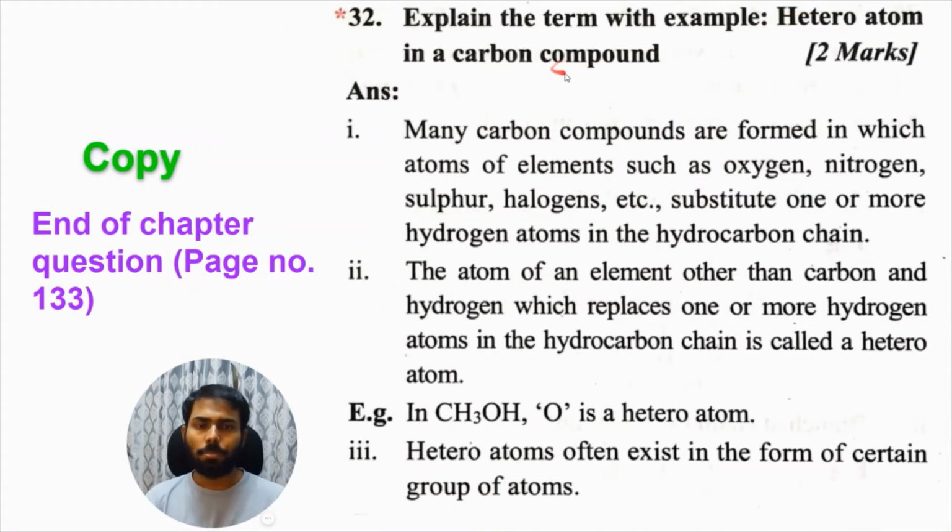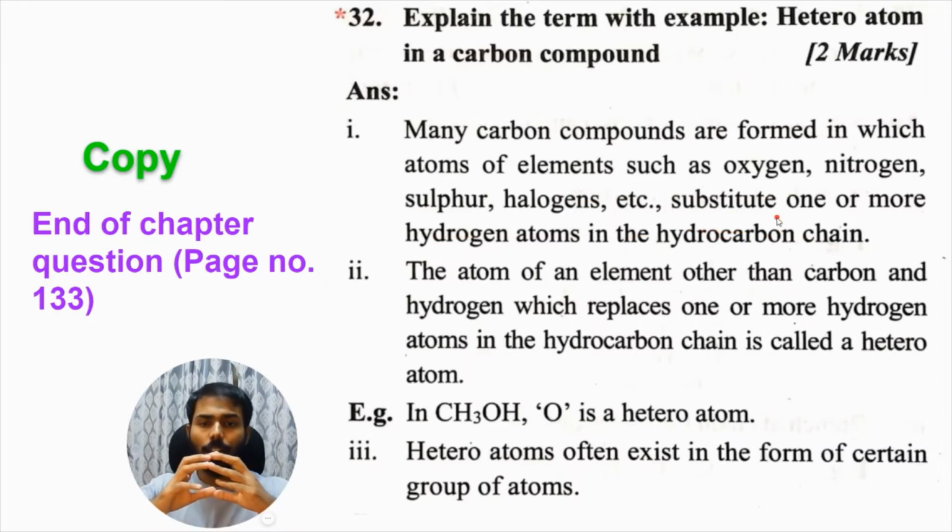heteroatom in carbon compound. Again, we had seen what is heteroatom, right? So definition is many carbon compounds are formed in which atoms of elements such as oxygen, nitrogen, sulfur, halogens, which is carbon. What is halogens? Halogens is chlorine, iodine, bromine. These are called as halogens. Okay, so these elements substitute one or more hydrogen atoms in the hydrocarbon chain.